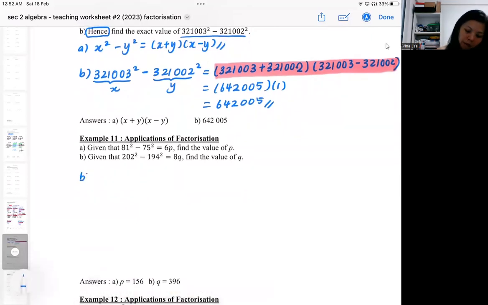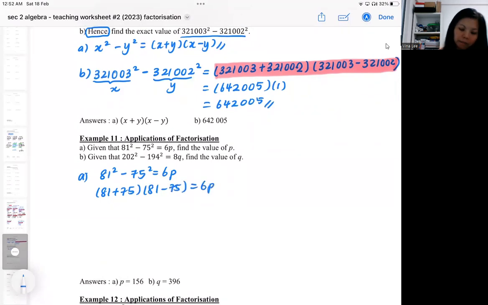Okay, so for part A, 81 square minus 75 square equal to 6p. Please don't punch calculator directly. Don't go and punch the 81 square minus 75 square. So do a little bit of factorization. When you do the factorization, okay, you look at the bracket that you've gotten. The first bracket is the 156. The second bracket is the 6. So you can divide the 6 over. So can you see if you divide the 6 over, P will just be 156.